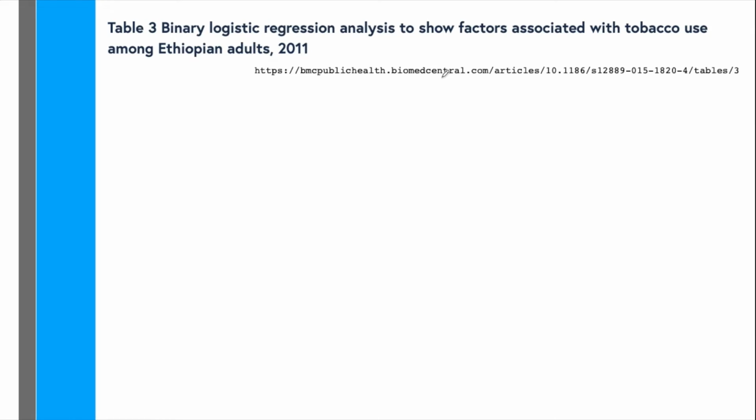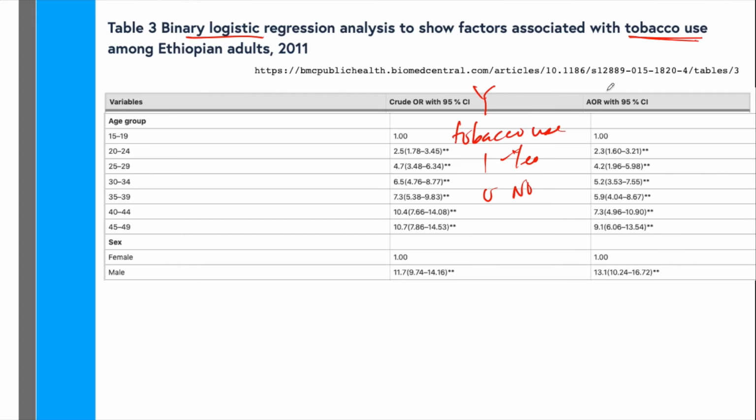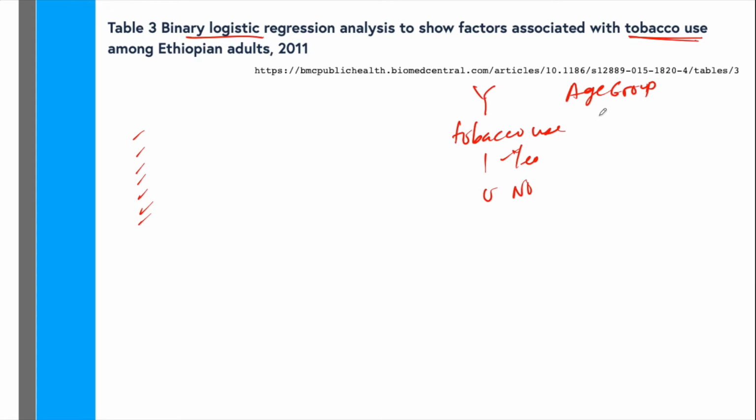Now, I'm going to show you one study where it performed the binary logistic regression to show the factors associated with tobacco use. So, meaning the data here is like having Y as tobacco use. So, 1 means yes and 0 means no. And then, the other variables are, let's say, age group. Now, age group here is not in numerical form, but since they are in brackets, it's like having age group, let's say 15 to 19, let's say this is coded as 1, then 20 to 24 is coded as 2, 25 to 30, let's say is coded as 3.